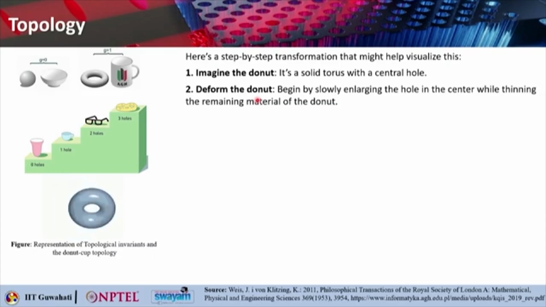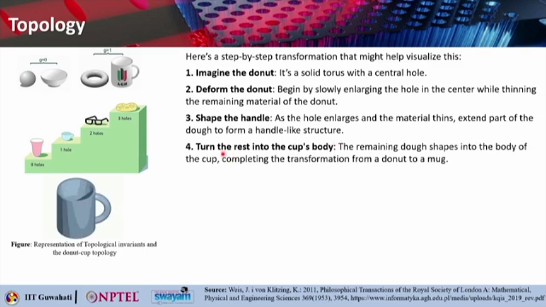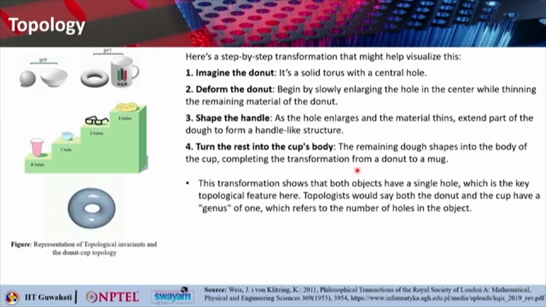So, you begin by slowly enlarging the hole in the center while thinning the remaining material of the donut, and then you shape the handle. As the hole enlarges and the material becomes thin, extend part of the dough to form a handle-like structure and turn the rest into the cup's body. So, the remaining dough can then be turned into the cup, and that is how you can complete the transformation from a donut to a mug.